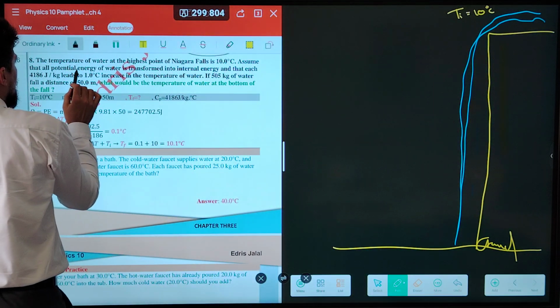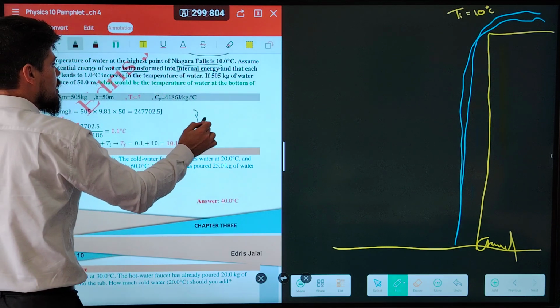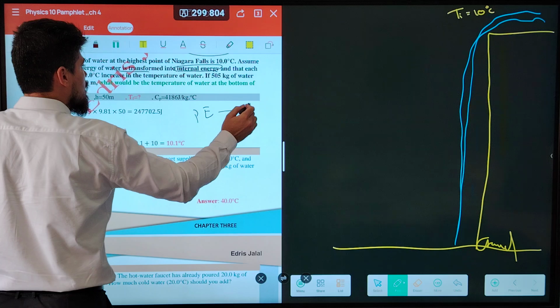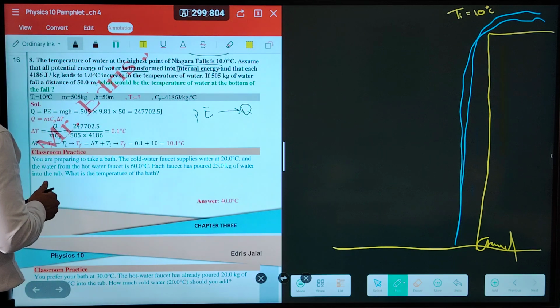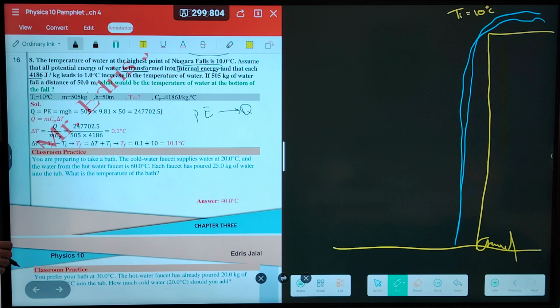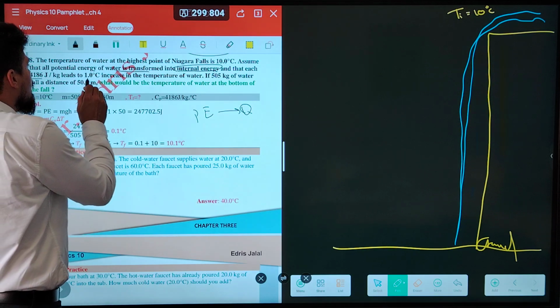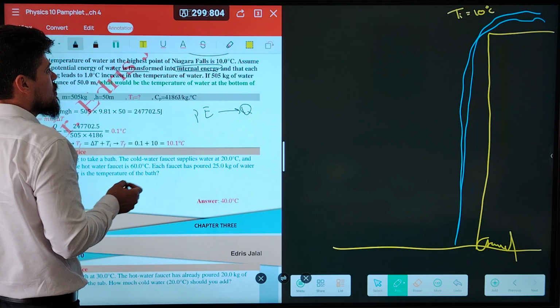That all potential energy of the water is transformed into what? Internal energy. Potential energy transformed into internal energy, Q, okay? And that each 4,186 joule per kilogram per Celsius, this is the specific heat capacity of the water, increases the temperature of the water.